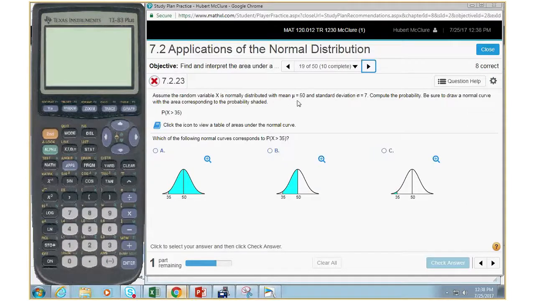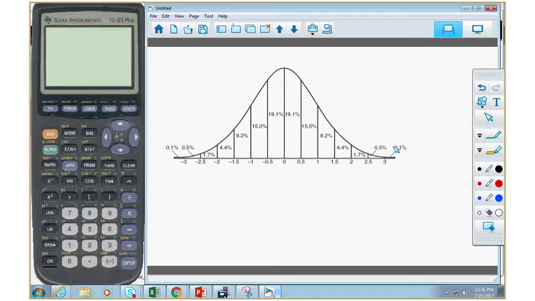There it is. A mean of 50 and a standard deviation of 7. So I'm going to take my handy dandy and put a mean of 50 and a standard deviation of 7. So this is one standard deviation right here where it says 1. So that'd be 57. 2 would be 64. Then 43, and what's 43 minus 7?